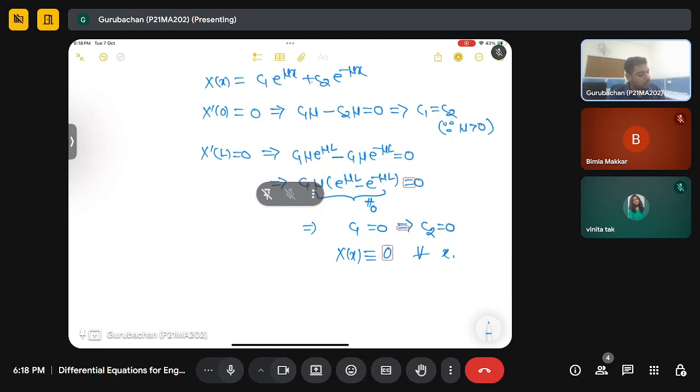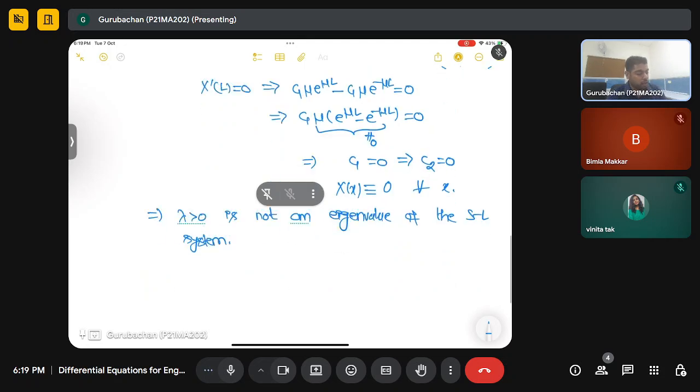So that implies that lambda greater than 0 is not an eigenvalue of the Sturm-Liouville system.